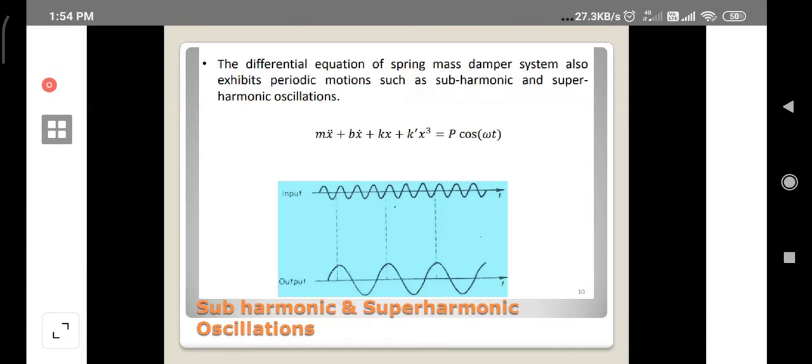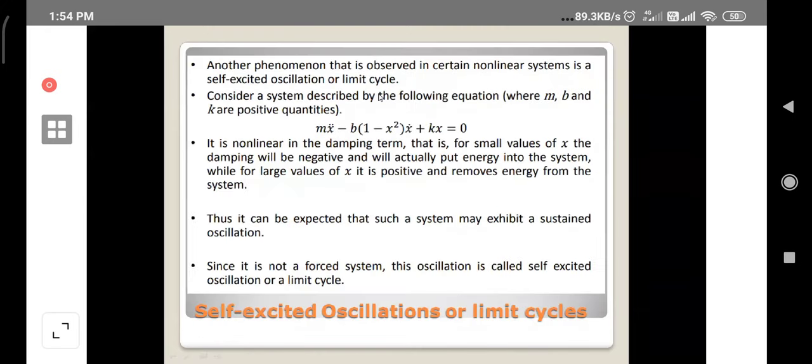Limit cycle is nothing but a self-sustained oscillation, or self-excited oscillation. We give a particular frequency input, then the output oscillates. That output oscillation is a self-excited oscillation, and because it's not a forced system, there is no forced input here. The output limit cycle has a fixed frequency as well as a fixed amplitude, and that will continue forever, but not like a sinusoidal signal. It will move in a periodic manner, just like an orbit.